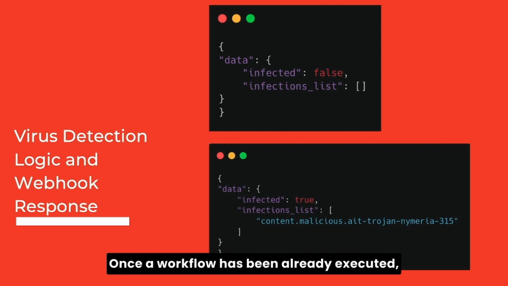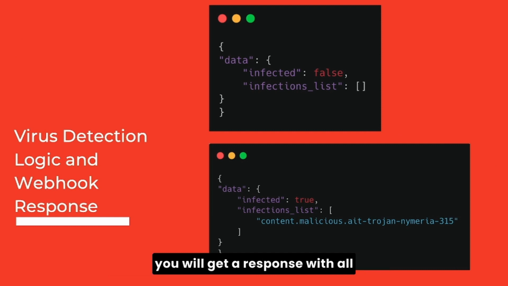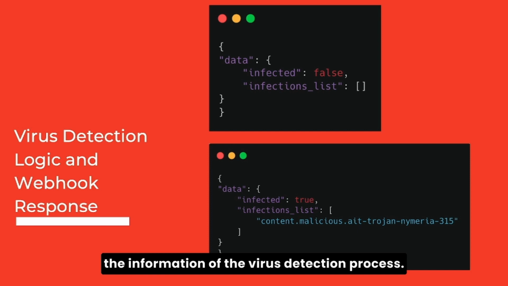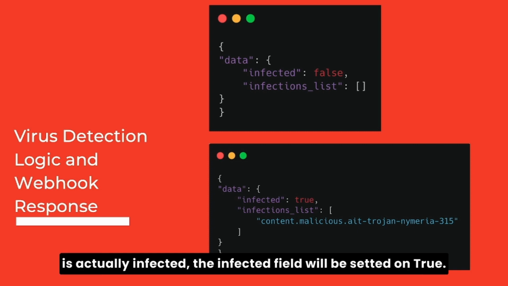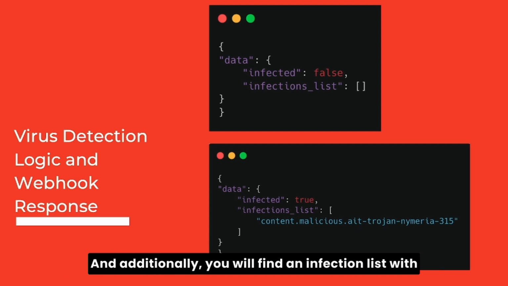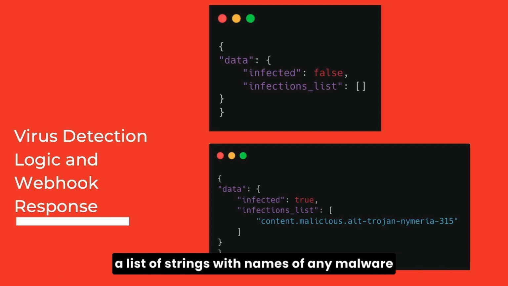Once a workflow has already been executed, you will get a response with all the information of the virus detection process. The first case is if the file is not infected. If this is the case, you will have the field infected set to false. And in the case that the file is actually infected, the infected field will be set to true. Additionally, you will find an infection list, a list of strings with names of any malware found in the file. And if the file is not infected, the infection list will be empty.